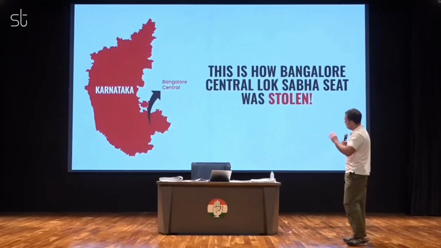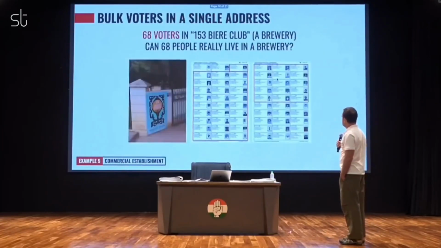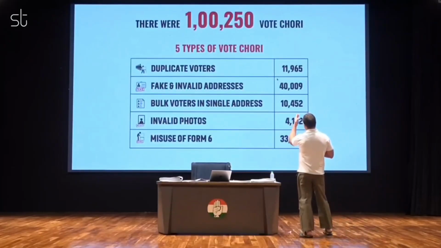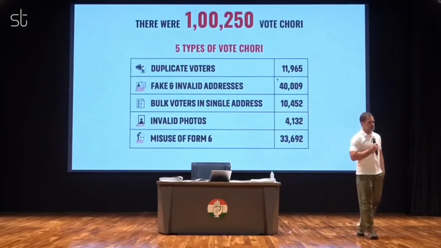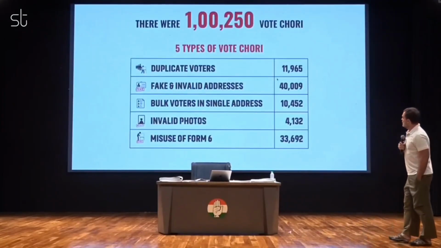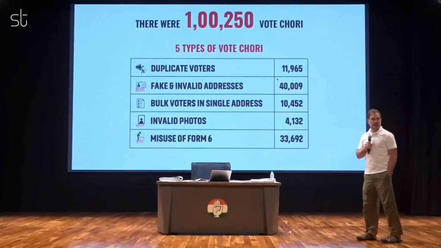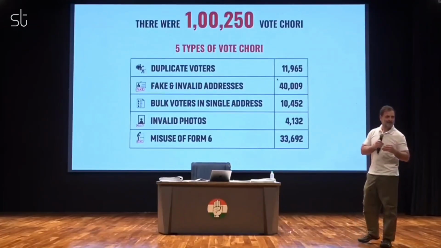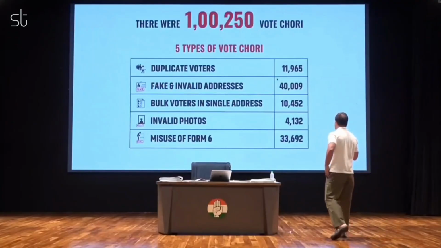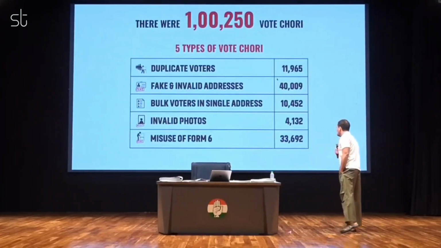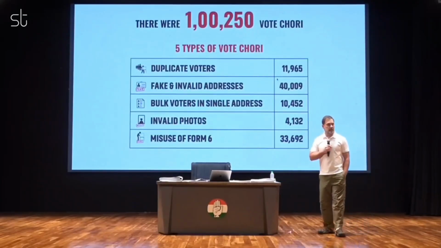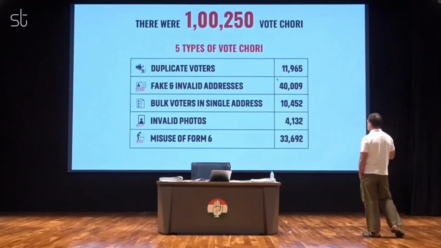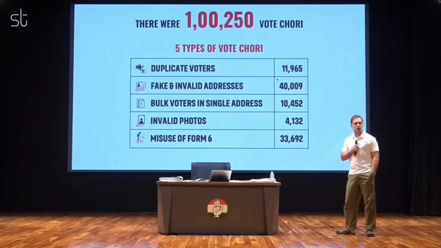Just take me back to the numbers. 1 lakh. Yeah. So 1,250,000 stolen, election won in one assembly. Duplicate votes 11,965. I'm giving you a menu, right? Dessert, starter, right? Duplicate voter 11,965. Fake and invalid addresses 40,009. Bulk voters in single address 10,452. Invalid photos 4,132. Misuse of Form 6 33,692.